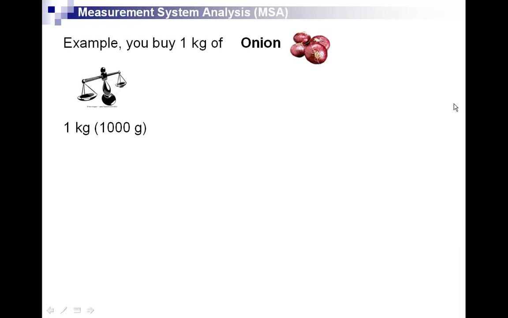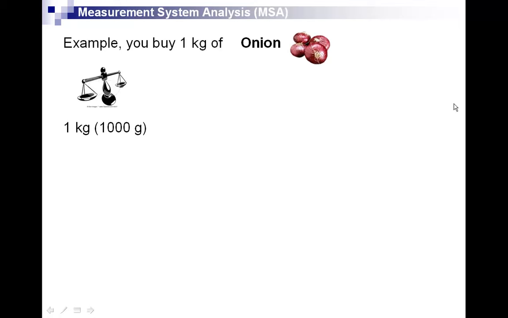Measurement system analysis. Let's assume you go to the market to buy 1 kg of onion. You ask the seller to give you 1 kg of onion. Using his weighing machine, the seller weighs 1 kg of onion in a bag and gives it to you. You pay for it and come back home.